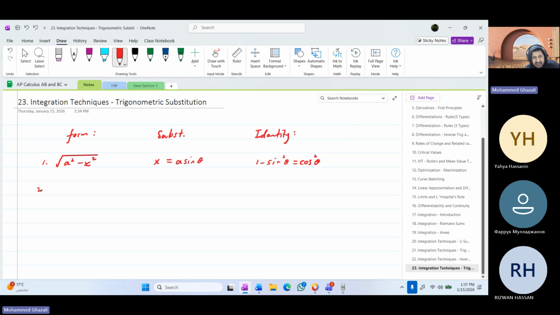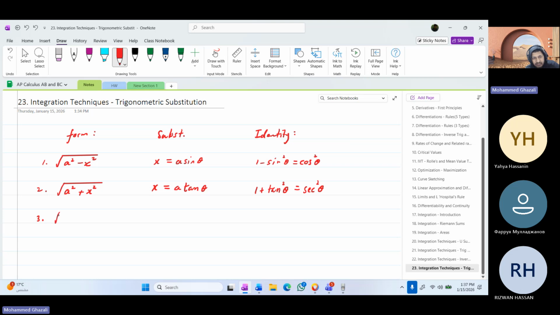The second form of the integral is to identify a squared plus x squared. These are square root forms. So the substitution we will use is x equals a tan theta, and the identity we will use is 1 plus tan squared theta is equal to sec squared theta.